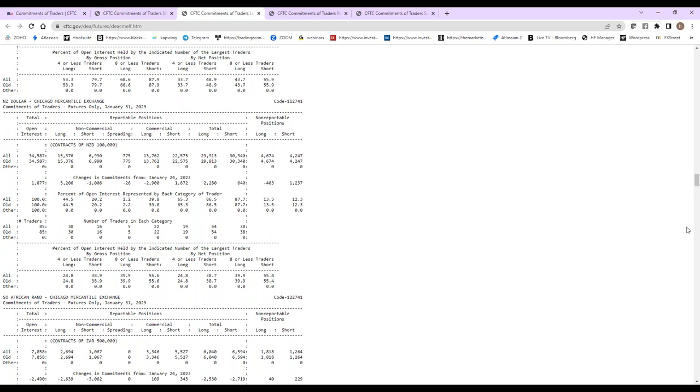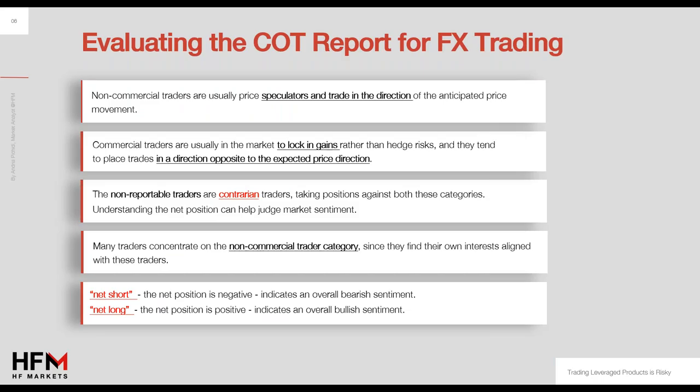So you see, it's not clear, it's not always easy, so you need to take it one by one and try to explain those numbers. How many commercial traders have locked their trades, closed their trades, and how many still have their positions open? How many of the non-commercial are still speculating on higher or lower prices? Are they more than the ones speculating on lower prices? What is the net reporting position telling us for the non-reportable traders? Is the net short? Is the net long?